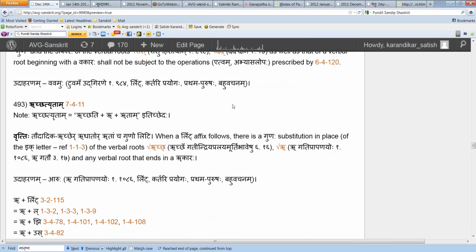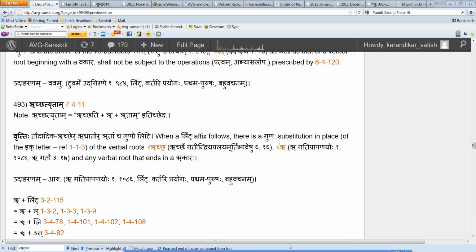This is Richetyarutam. Now the padacheda of this is "Richati Rutam iti chedaha." So this is a compound word: Richati, Ru and Rutam. So Richatya Rutam, there is a sandhi operation going on here. There's a yan sandhi here, and of course this akasama dirgha going on here. So within the compound there are three padas, and they are Richati Rutam. So Richatya Rutam, it is like that. So "Tudadika Richehe Rudhatoho Rutancha Gunoliti."